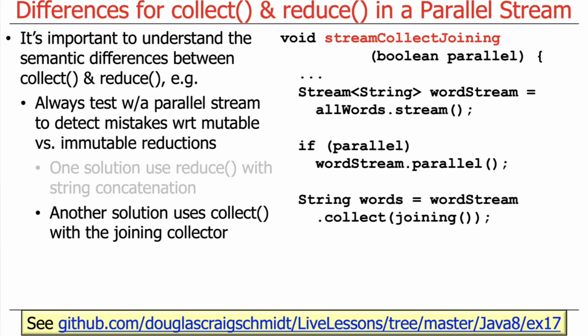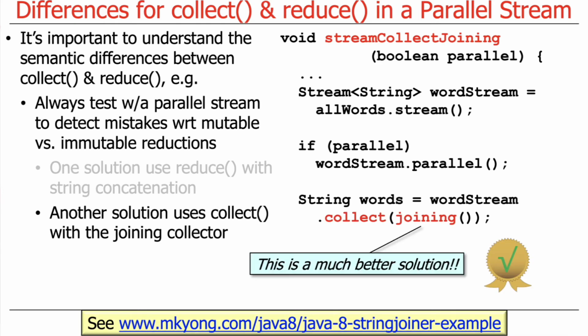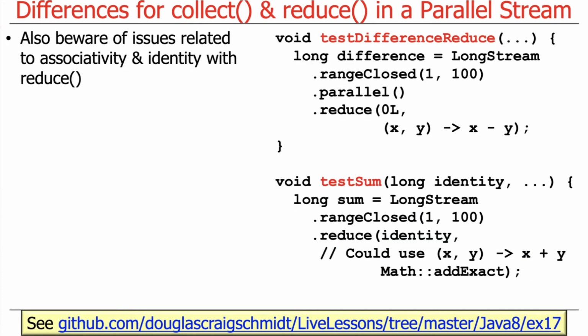Another solution, which is really the right way to do this particular type of thing, is to use a collector, the joining collector. So notice we're moving now from using reduce to using collect. We're collecting into a single string, which at first glance may seem a little strange because usually we collect into a collection, right? Usually collect returns a collection like an ArrayList or a map or a HashSet. But in this case, we're using the joining collector to create a single string, and it does it efficiently. This is a much better solution. So using the Java 8 StringJoiner mechanism is the way to go for this kind of stuff if that's what you need to do.